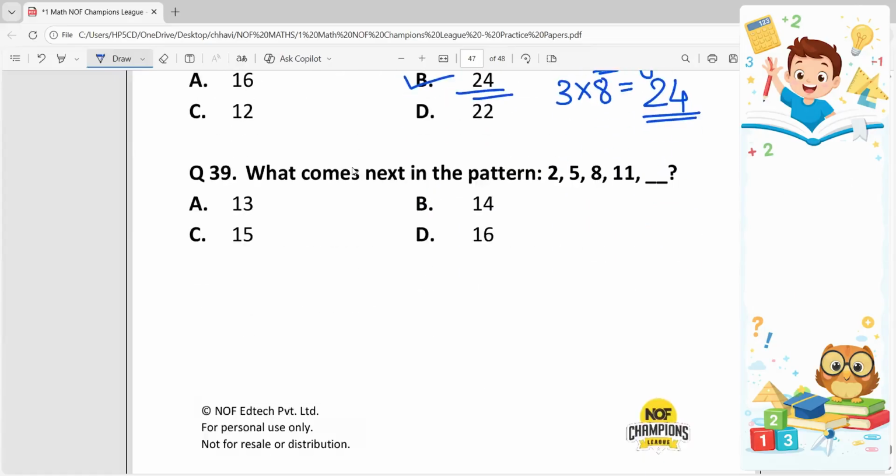39th. What comes next in the pattern? We have to see the pattern. So it's 2, skip 3 and 4. 5, skip 6 and 7. 8, skip 9 and 10. 11, so we have to skip 12 and 13. So what will be the answer? 14. See where it is? Option A is 13, then B is 14, then 15, and then 16. So option B is the correct answer.